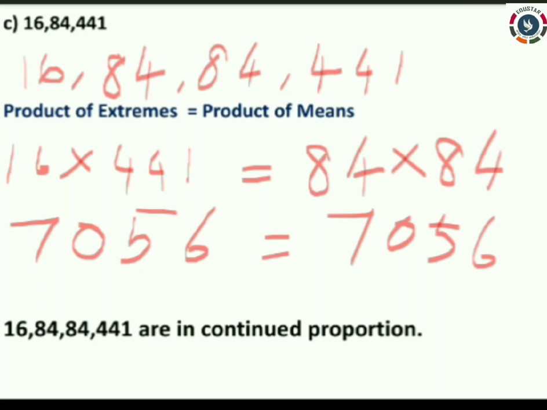So 16, 84, 84, 441 are in continuous proportion. While checking proportion, you use 2 methods, right? One is the formula method and the second one is the division method. Likewise, for checking continuous proportion also you can use 2 methods.